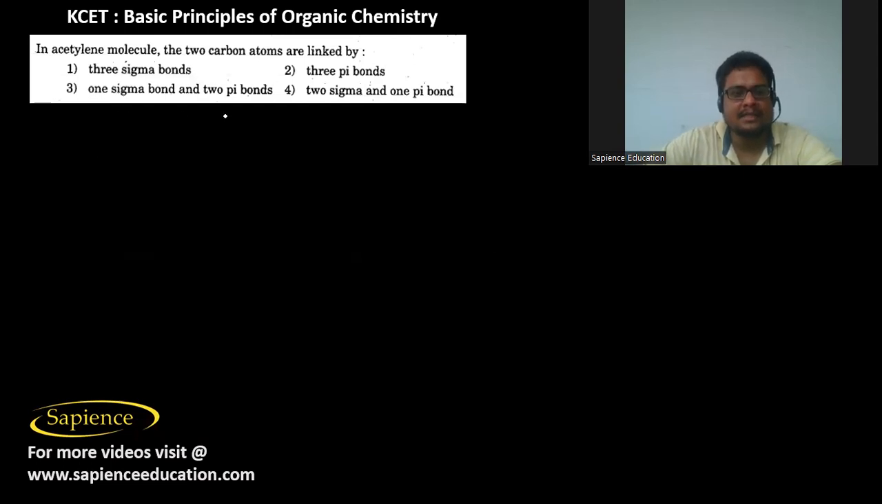Then it is told, in the acetylene molecule, or it is called ethyne, the two carbon atoms are linked by one sigma bond and two pi bonds. So option 3 is the correct answer.